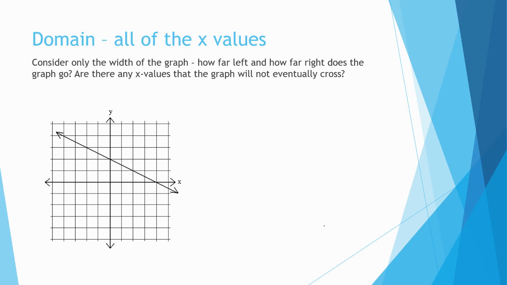The domain we know is all of the x values. You're only considering the width of the graph. How far left does it go? How far right does it go? Kind of think about, will it ever not cross something? As it goes on forever, are there values that aren't going to be hit? So I can see on this line, it's going to keep going to the right forever and ever. It's going to keep going to the left forever and ever. My domain for this would be all of the real numbers from negative infinity to positive infinity.